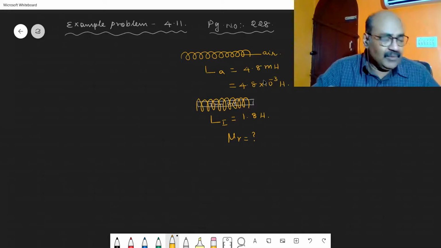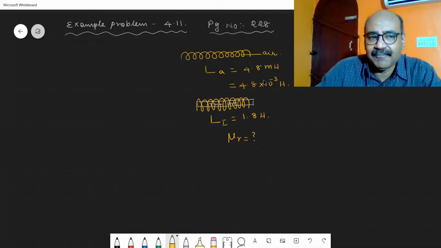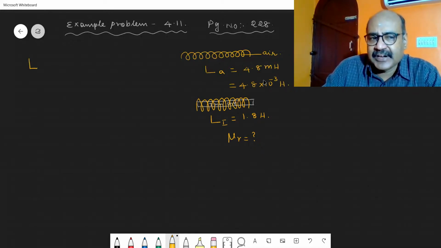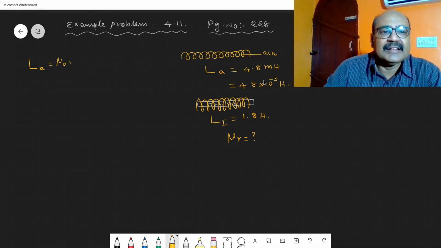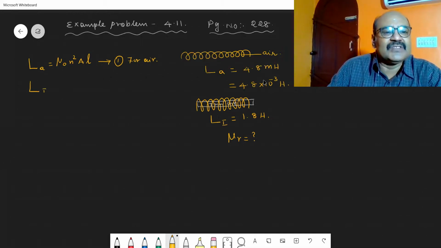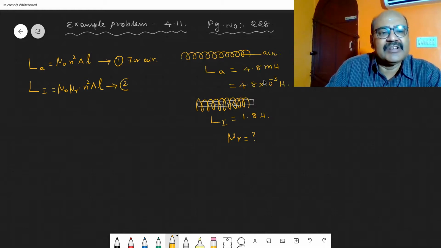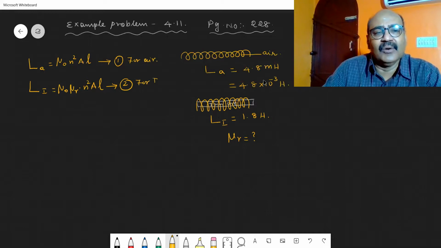As we know, the coefficient of self-inductance for the air core is mu 0 into n square into A into L. Let us take this as equation 1. This is the coefficient of self-induction for air. Similarly, the coefficient of self-induction for iron is equal to mu 0 into mu R into n square into A into L. Take this as equation number 2. This is for the iron core.